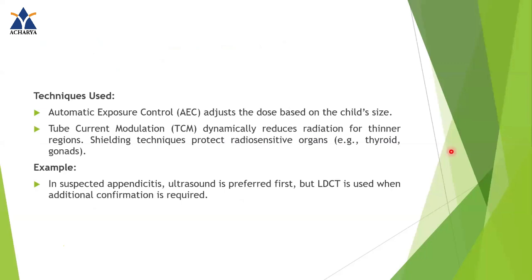So techniques: first is automatic tube current modulation. It should always be used in a pediatric protocol, which helps to reduce the radiation dose to the patient based on the child's size or body contours. Then again, tube current modulation should be used, which dynamically changes the tube current, that is the mAs, throughout the scan, which also reduces the radiation dose to the radiosensitive organs.